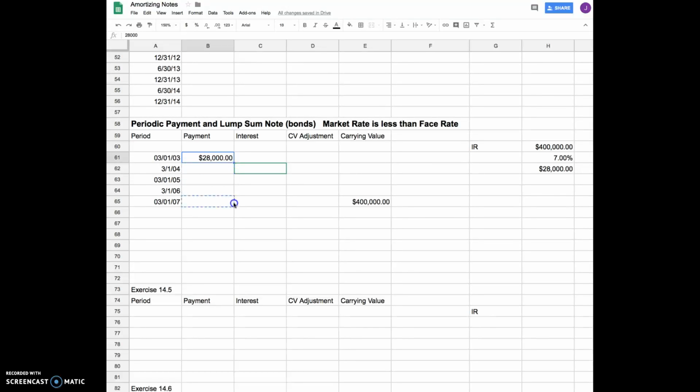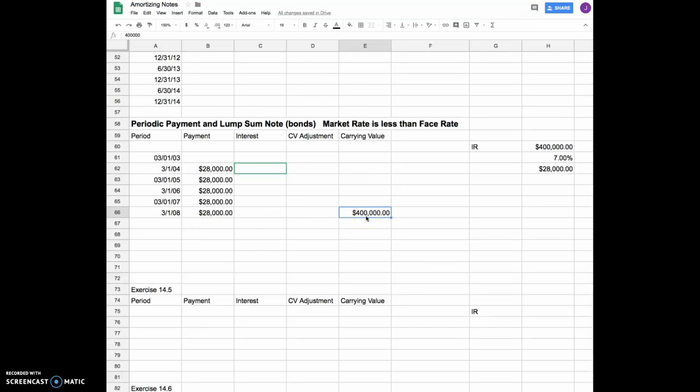Actually, I want to make sure I have an extra date down here. So the bond's being issued in 03, and then we're going to have 5 subsequent payments after that. Let me fill this in. 28,000. I'm sorry, the payment will not happen until 04. Sorry about that, guys. 28,000, and then just copy that down. And this payment is going to happen in the last year.